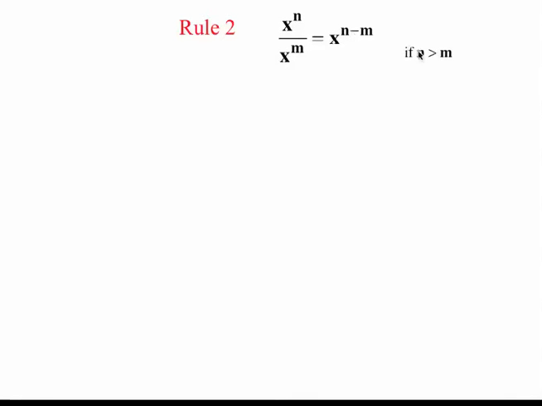Okay, so if n in this case is bigger than m, so if the larger exponent was on the top, you leave your answer on the top. So here's example 1. X to the 20 divided by x to the 12 is going to be x to the 20 take away 12, which is x to the 8.